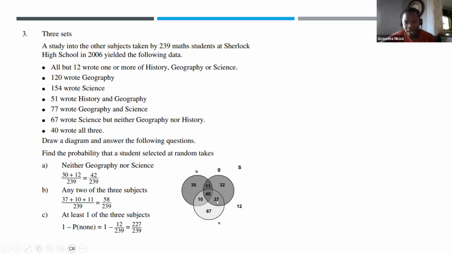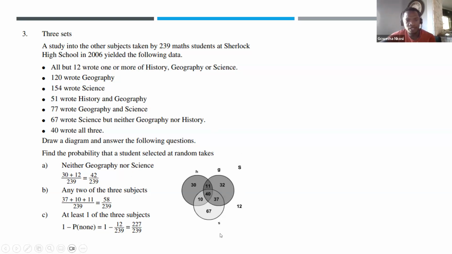So when you add this now, you have your whole 154. Now for history, the number will just be a default that you are going to get. So remember, you have that 12 that didn't participate in anything. So you put the 12 here. They didn't participate in any of the subjects. So this is your sample space now.